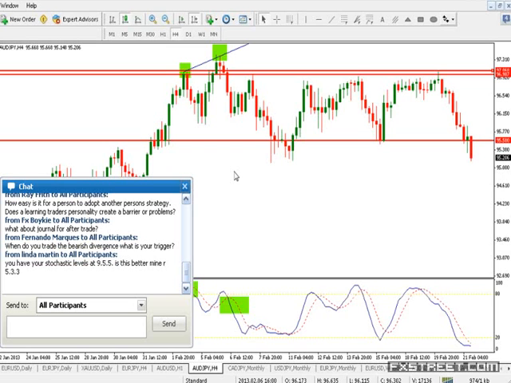Linda, yes, I find the stochastics of 9-5-5 better than the standard 5-3-3 for the simple reason the 5-3-3 generally tends to give a lot of whipsaws. I find it gives false movements. Now, I use the stochastics only to determine a divergence.